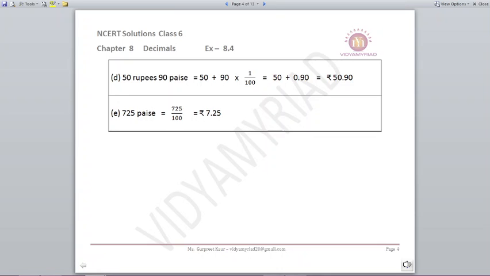Last part, 725 paise. 725 multiplied by 1 upon 100 becomes 725 upon 100. So 2 places I need to count, 5 and 2. So decimal will be between 7 and 2. My answer is rupees 7.25.